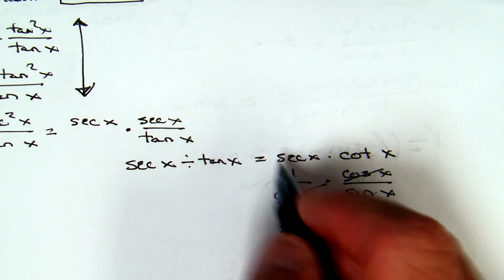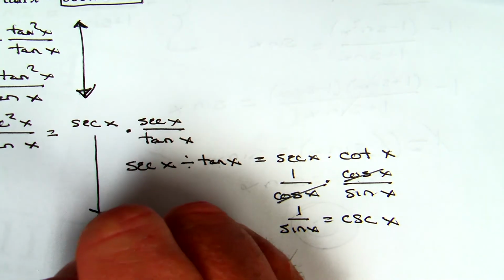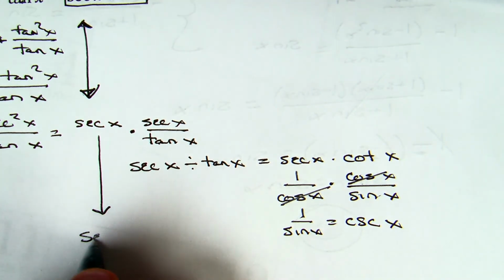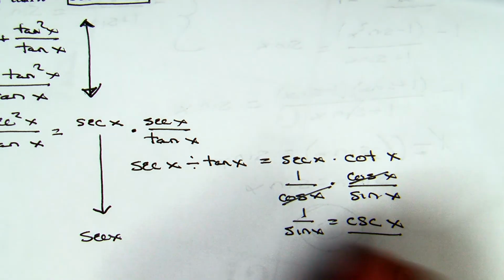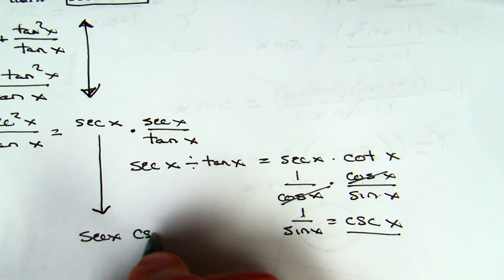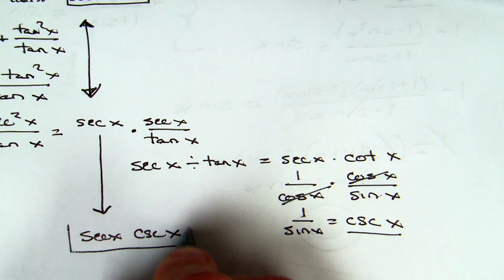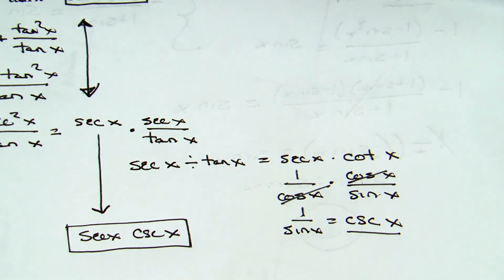Now, when I did all this, I didn't touch the secant x at all, so that's still there. And then that all converted to cosecant x. So boom, now the two sides are exactly the same.